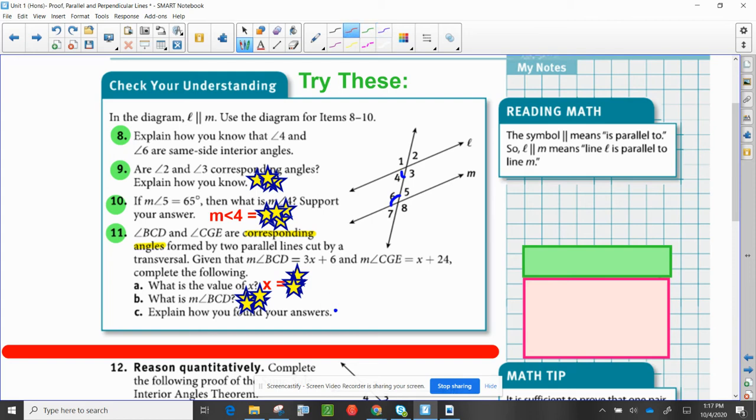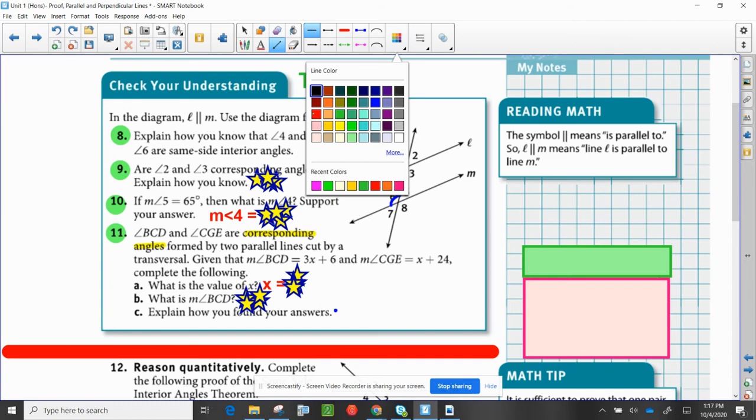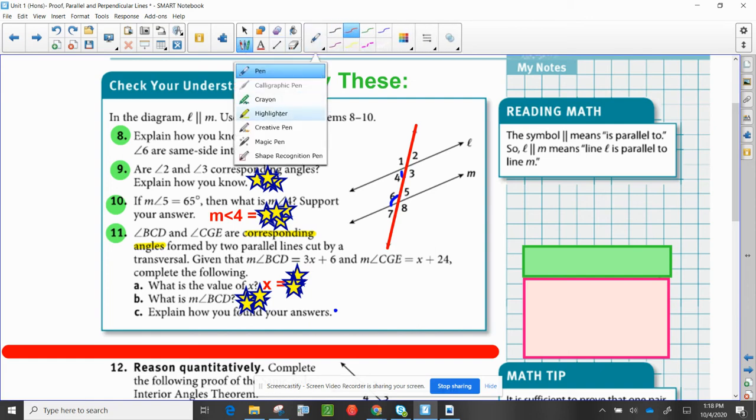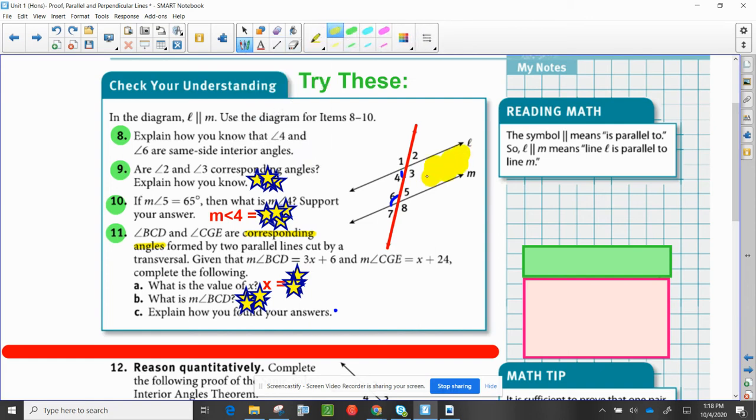Well, if we have our transversal here, that's not very straight. Maybe I'll just use a line. There's my transversal. So as we can see, those are on the same side. They're both on the left of the transversal. And remember, if they're interior, that means they're on the inside, or between, your 2 parallel lines, which they are. Okay, so they're same side interior angles.